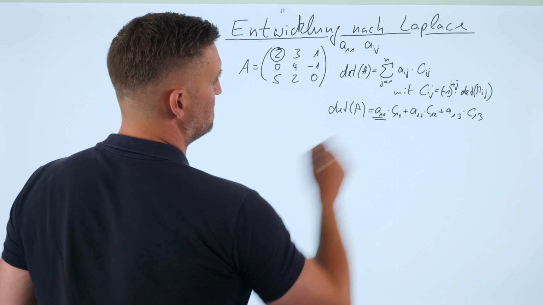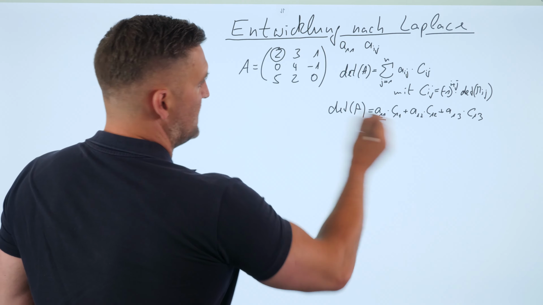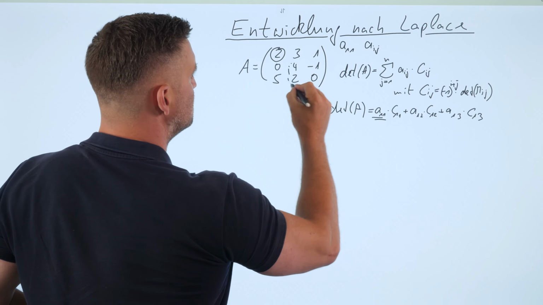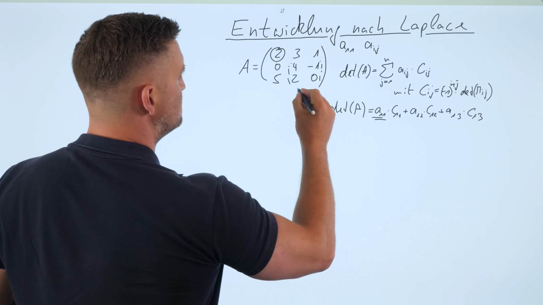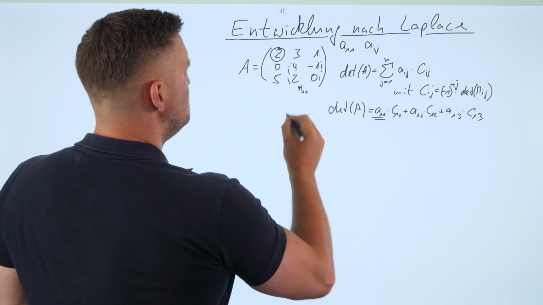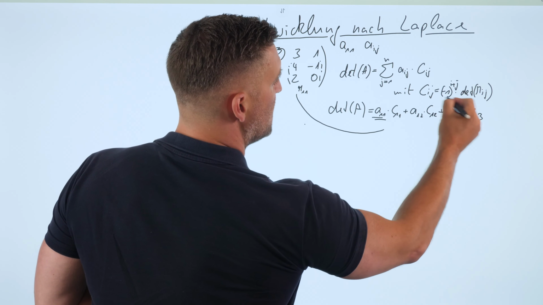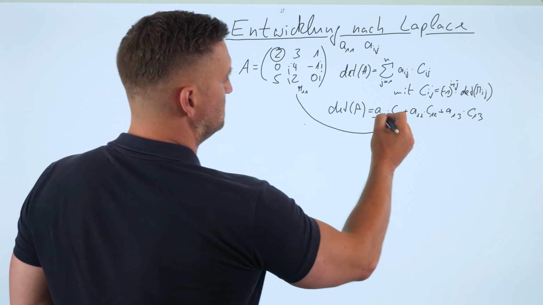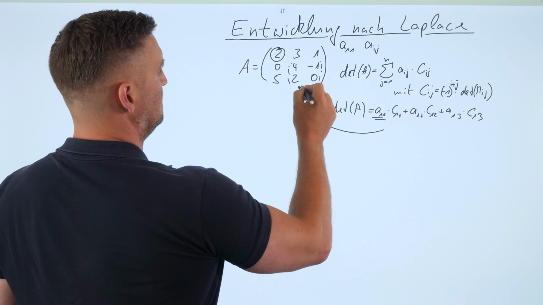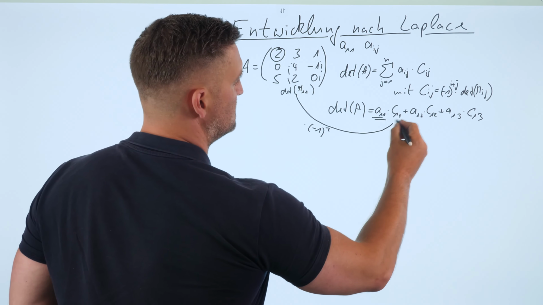Then we have to get to c1,1. 1 and 1 now means we cross out the first row and the first column. When the first row and the first column are crossed out, this is what's left, and that's M1,1, the first submatrix, which we still have to multiply by minus 1 to the power of i plus j. Since i and j are both 1, that is minus 1 to the power of 2. And we still have to determine the determinant of this matrix, and that will give us c1,1.